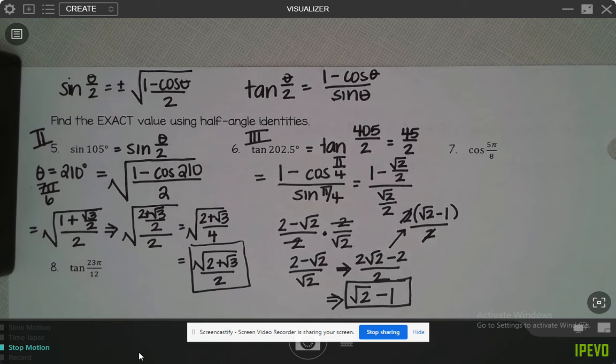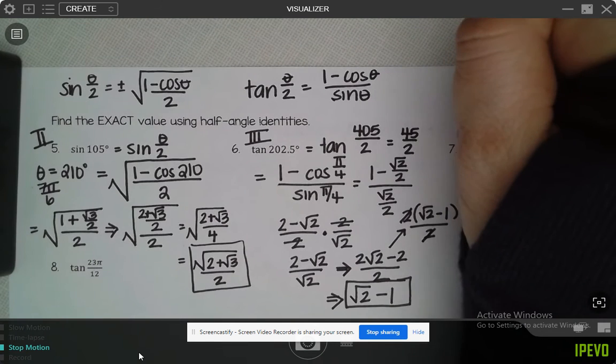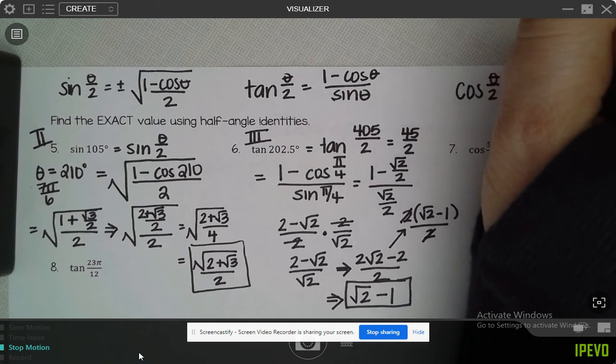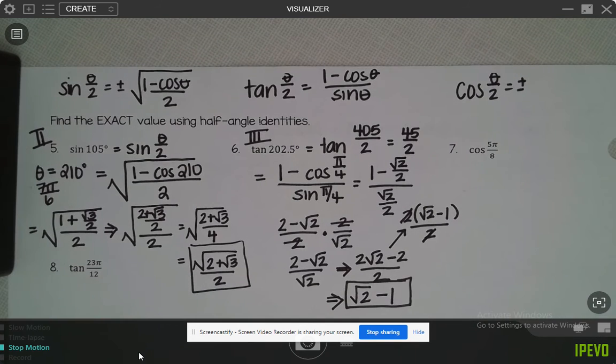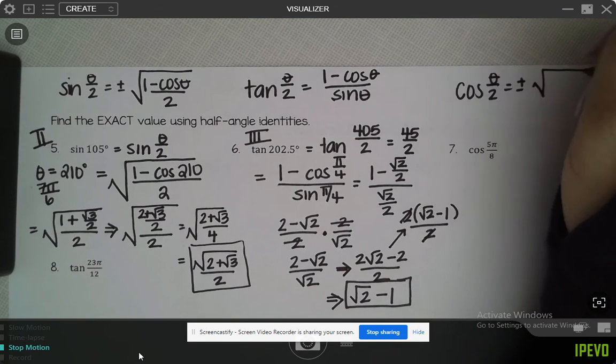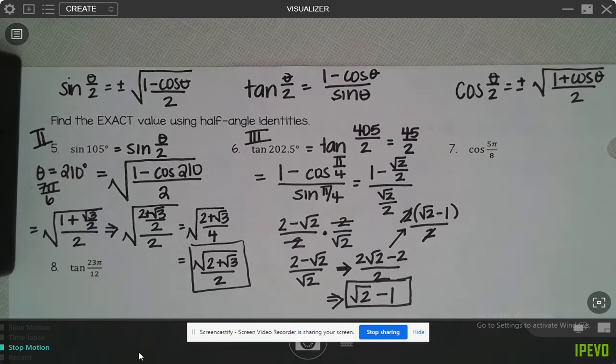Okay? Cosine. So the cosine of my half angle is plus or minus. Is it 1 plus cosine over 2? That's what I thought. 1 plus cosine, excuse me, over 2. Thank you. All right. 5 pi over 8. A quadrant.